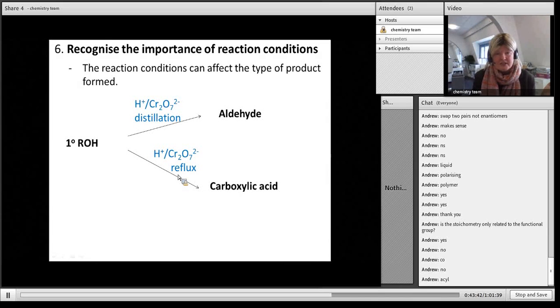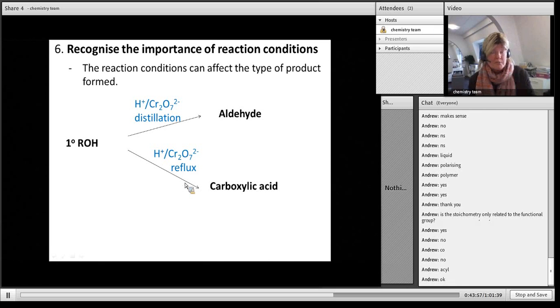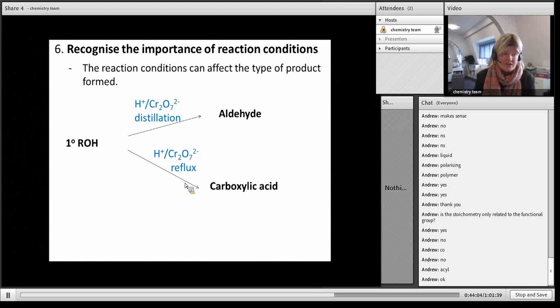Don't just say, oh, it's dichromate, because you're not going to be marked correct. You have to be very specific. It's acidified dichromate under distillation conditions, or it's acidified dichromate under reflux. And as we go through, I'm going to point out some similarities all along, so you're aware of those very similar reaction conditions, but big enough to be a difference.